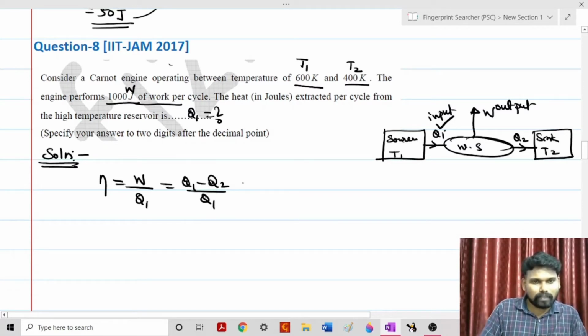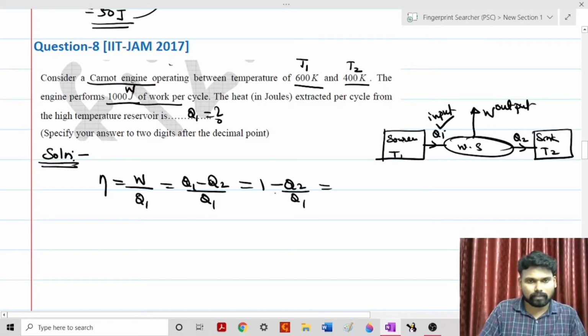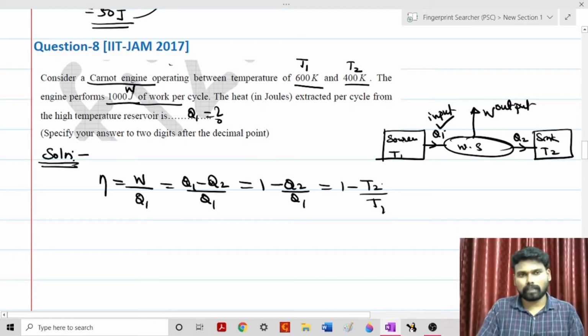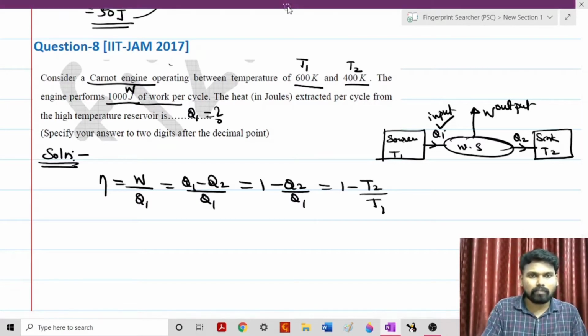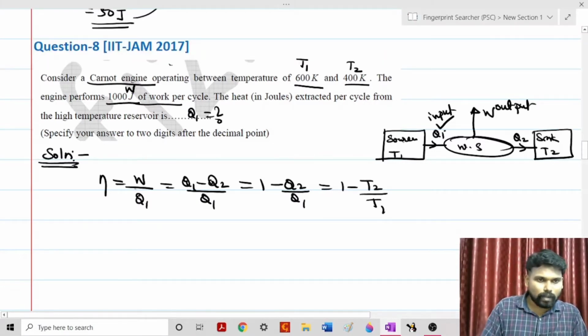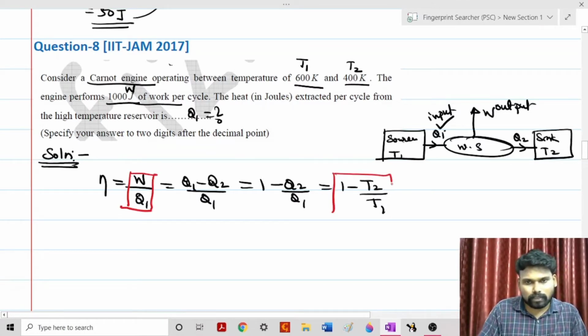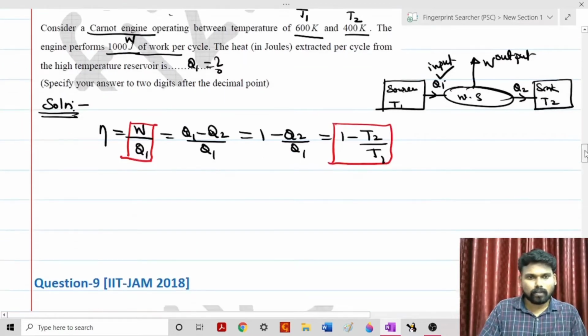If you divide separately, Q1 by Q1 is 1, minus Q2 by Q1. For a Carnot engine, you can simplify this as 1 minus T2 by T1. It is only for a Carnot engine. If it is said in the question that it is a Carnot engine, you can use this formula. Efficiency can be written in many forms. For this question I am using these two forms: eta is equal to W by Q1 and eta is equal to 1 minus T2 by T1.